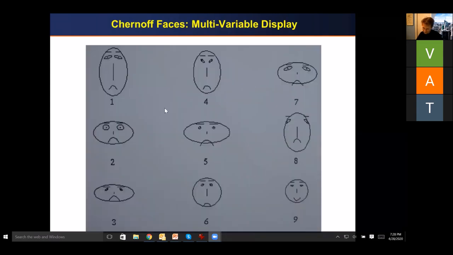Then people have tried to extend this to what's called Chernoff faces. I'm not sure if we talked about this before, but this is a high dimensional display, the Chernoff face. Try to map different variables to different parts of a face, right? Because humans are very good at recognizing faces and differentiating among faces. So why not map a high-dimensional data set to a face, right?